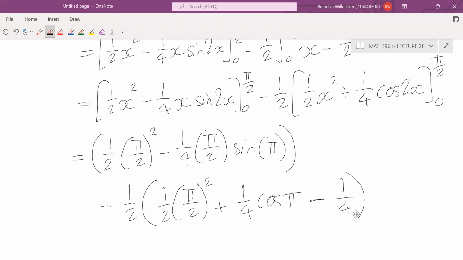Okay, anything that we can simplify here? Sine of pi is going to be 0. So this term, that can go away.